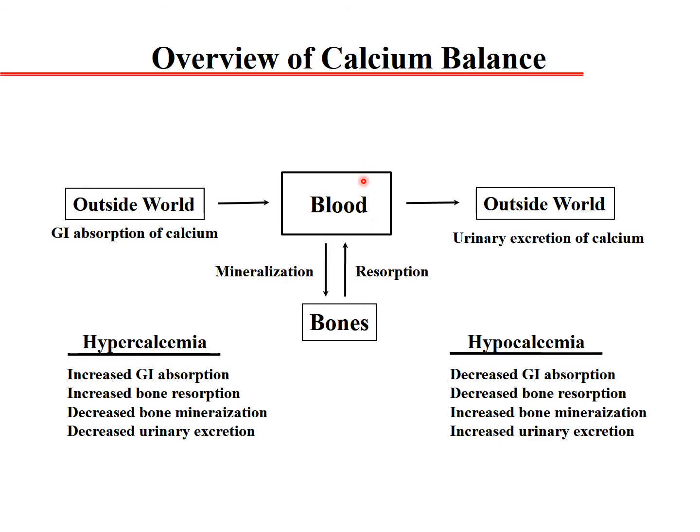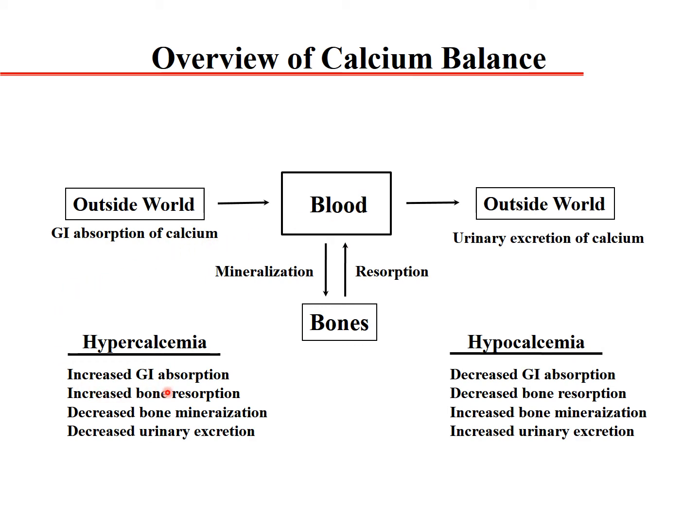Now, an overview of the calcium balance in our body: what is going to determine the calcium level in the blood? Basically, we have an input from the outside world, which is the GI absorption of calcium, and we have an excretion going to the outside world, which mainly happens through urinary excretion of calcium. Now, we have an equilibrium in the bone, with mineralization, or bone formation, and resorption from the bone. So this is going to maintain the normal steady-state calcium level in the blood.